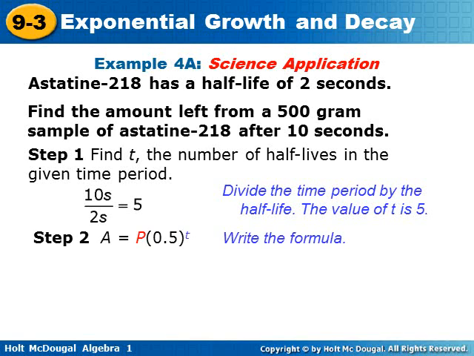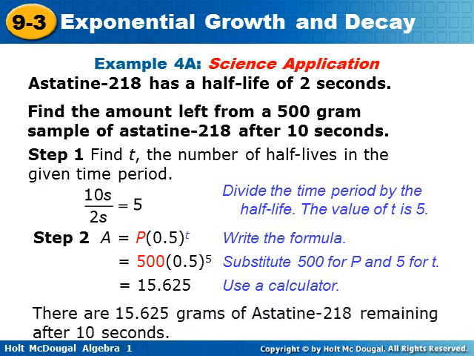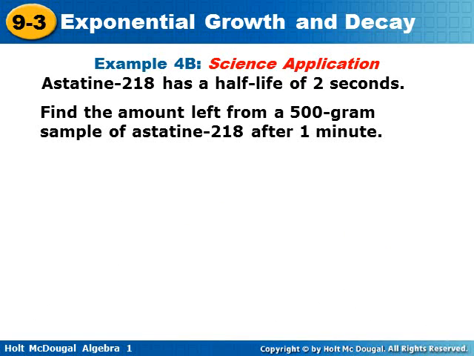The formula is A equals P times 0.5 raised to the power of T. We're going to substitute 500 for P, that's the original amount we started with, 500 grams, and 5 for T, that's the amount of half-lives in the time period. So we get 500 times 0.5 raised to the power of 5, and we're going to use a calculator, and we get 15.625. So there are 15.625 grams of astatine 218 remaining after 10 seconds.